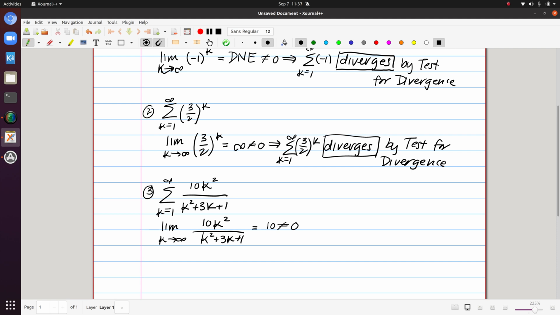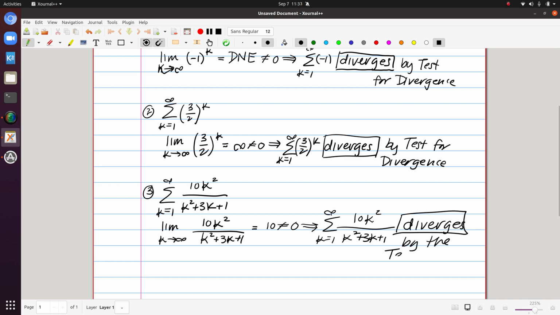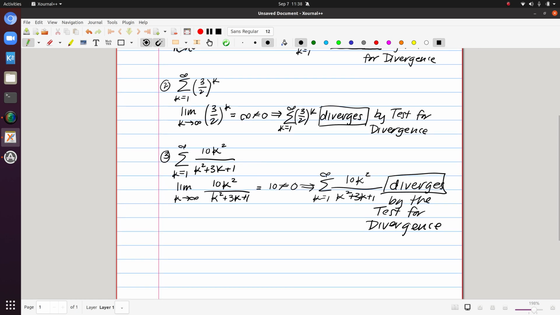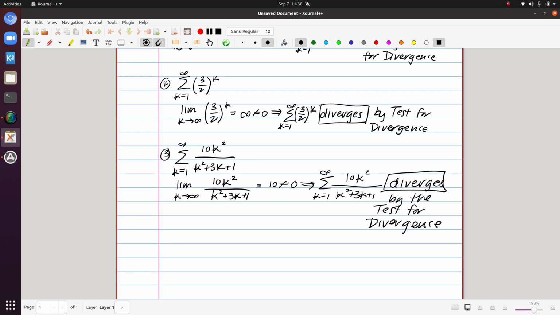So we still have to remember the context of why we're looking at this limit here. For the test for divergence, even if you get a finite limit, if it's not equal to 0, then again, we can conclude that the series diverges. So this series diverges, and again, it's by the test for divergence. And to tie this back into an earlier idea, the sequence of terms 10k squared over k squared plus 3k plus 1 converges to 10, but the series diverges. And so we need to really pay attention to what we're taking the limit of in order to come to our different conclusions.